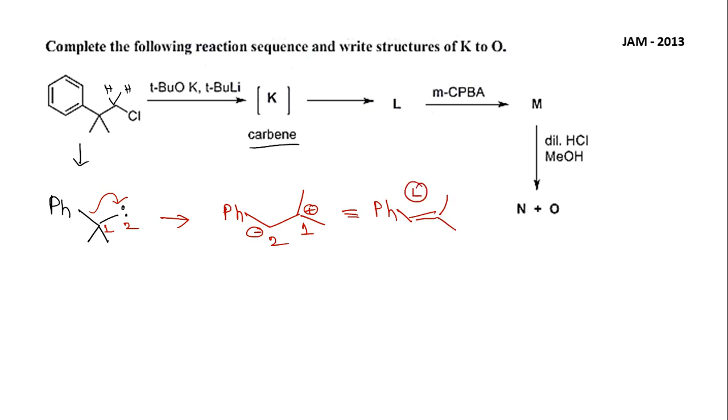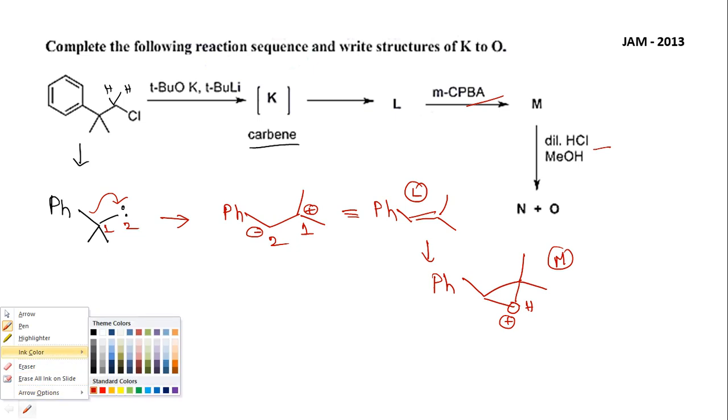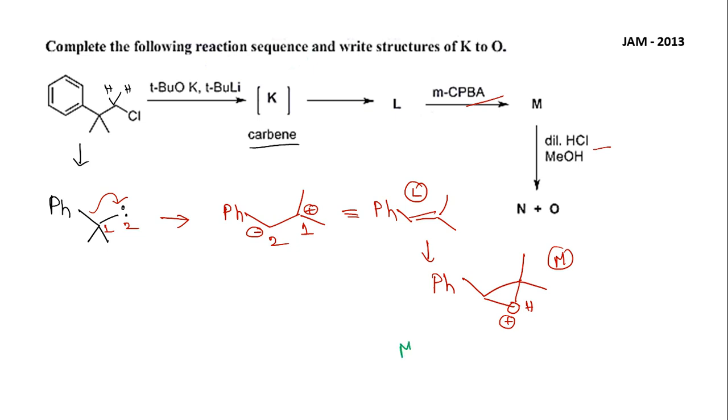This is L. In the presence of mCPBA, meta-chloroperbenzoic acid, there will be epoxidation. Once there is epoxidation, next in the presence of dilute HCl-MeOH, so this is basically M. After M formation, in the presence of HCl there is protonation because dilute HCl is there. Now depending on which side MeOH attacks from, we can get two different types of product. So if it is attacking from the left hand side, you will be getting PhOMe.